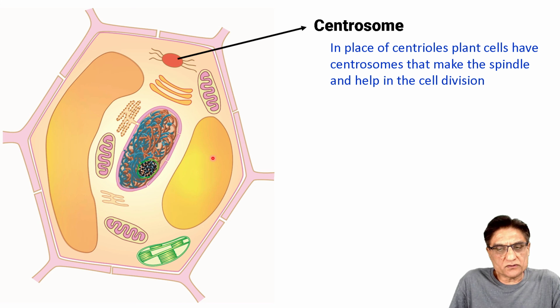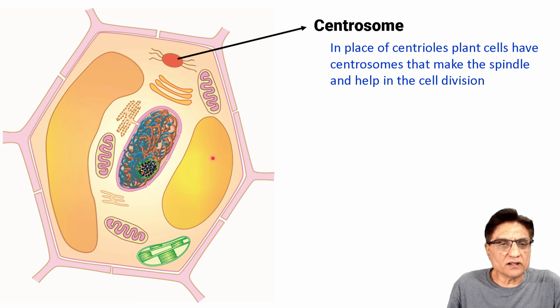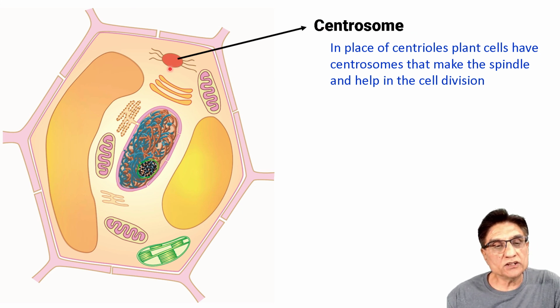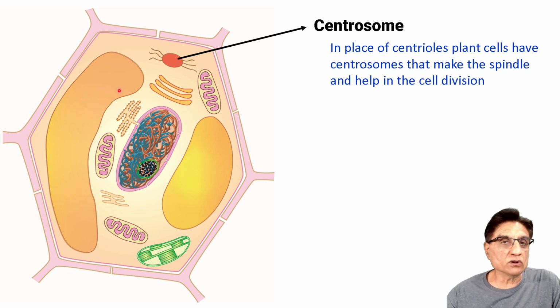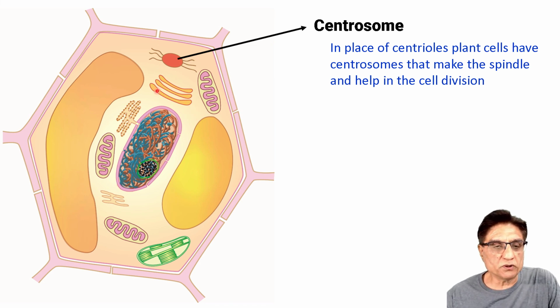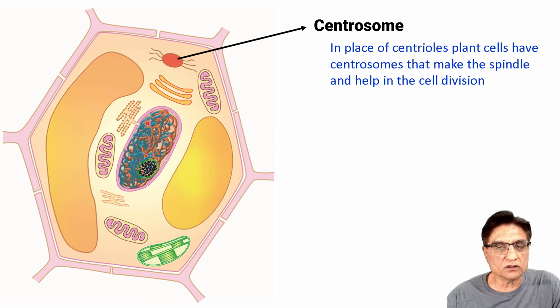Another organelle that's different in plant cells is that they don't have centrioles. Those two centrioles are missing. In place of those two centrioles, the plant cells have a centrosome. This centrosome is one structure, and it does the same thing. It makes the spindle during cell division. During mitosis and meiosis, it makes the spindle fibers, and those spindle fibers help with the cell division, and that's the centrosome.